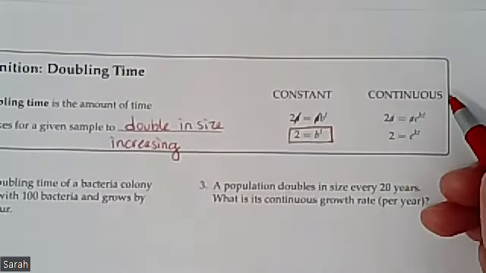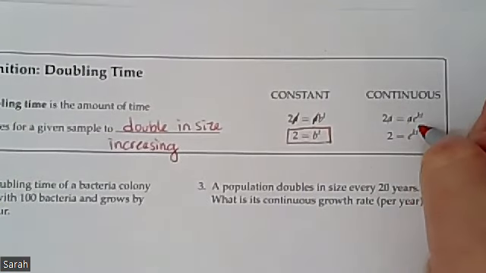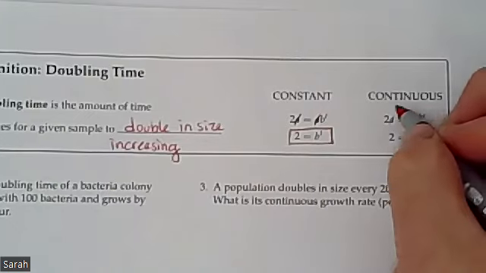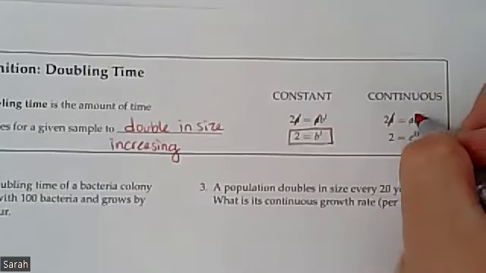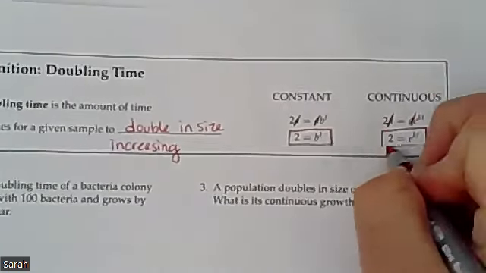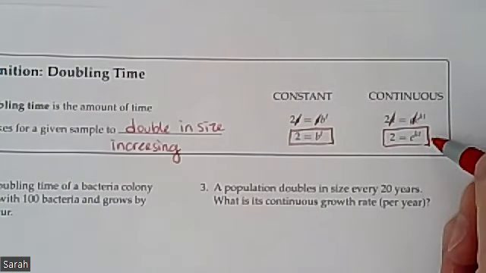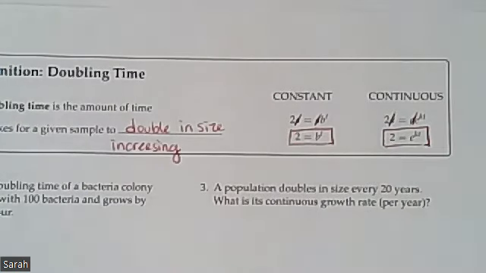And then similarly for the continuous form, that's A E to the K T. If we double our original amount of A, we get 2A. So I'll cancel those A's again, and then for this one, I have 2 is equal to E to the K T. So if I'm doing a continuous doubling, I could jump straight into 2 is equal to E to the K T in order to tackle that problem.